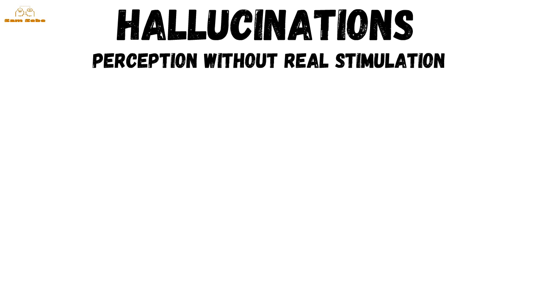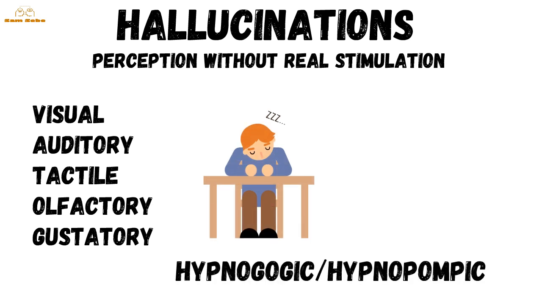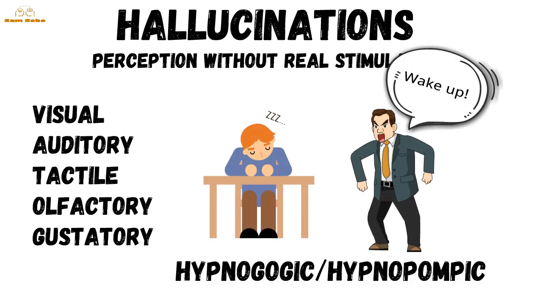A hallucination is a false perception that occurs without real stimulation of the sensory organ. There are many types of hallucinations. Depending on their modality, they can be auditory, visual, tactile, olfactory, and gustatory. So, each sensory organ has its own type of hallucination. Other types of hallucinations include hypnagogic hallucinations that appear during the transition from wakefulness to sleep, and hypnopompic hallucinations that happen during the transition from sleep to wakefulness.